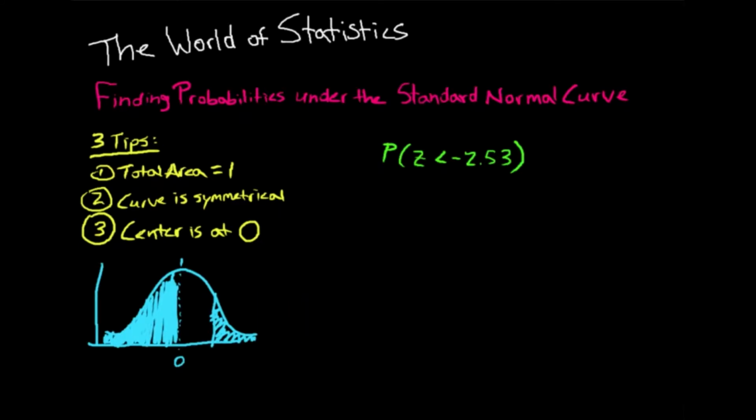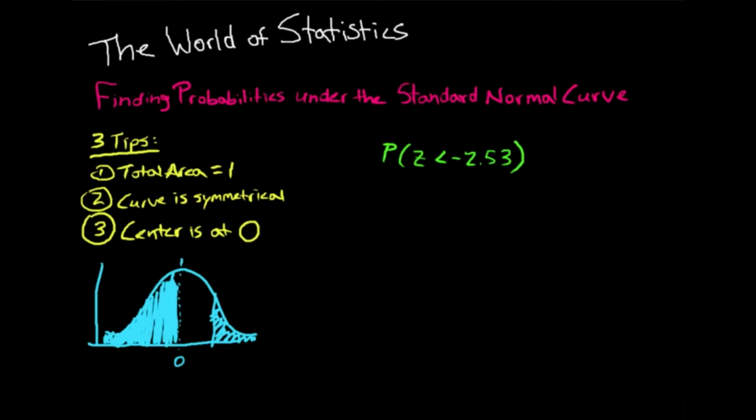Hey guys, StatsGuru here, and in today's video, let's look at finding some probabilities under the standard normal curve using the standard normal table. To do that, I've written down 3 tips that we typically want to think about when using the standard normal curve, and it will help us find our probabilities, and it will also help with some of the problems that we're going to look at.